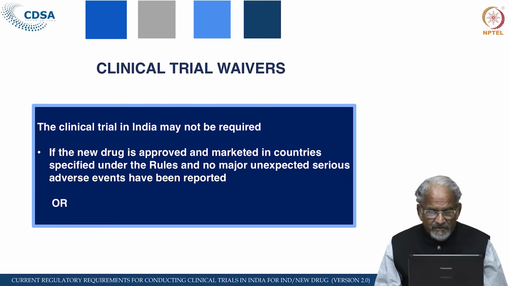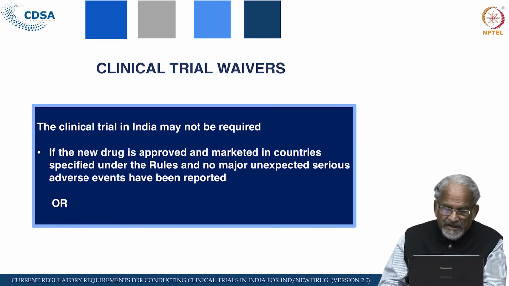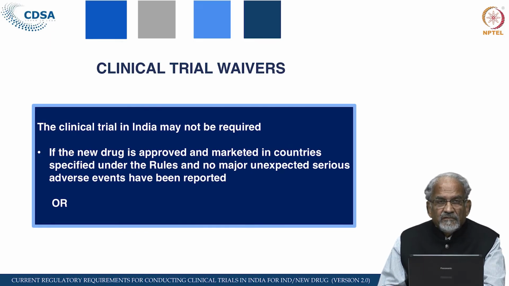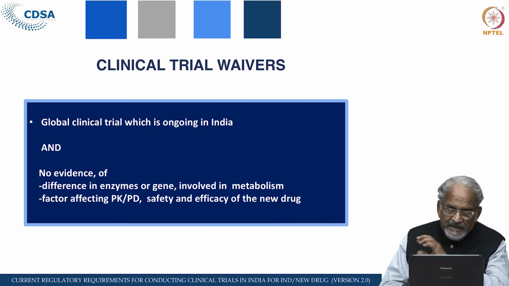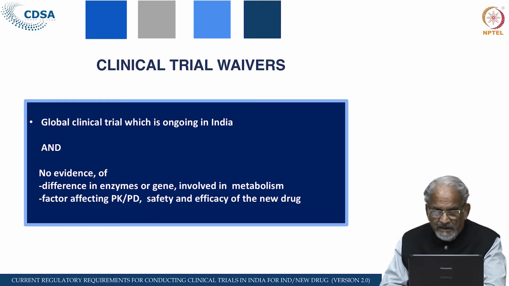trial can be waived off, or there is a global clinical trial in which India is a part, and there is no evidence that there is a difference of enzyme or gene involved in metabolism which affects the PK/PD, safety and efficacy of the new drug. So, if there is an unmet need, if there is a serious concern, if there is a drug which is approved outside and there is no reason to believe that there is a genetic difference, then on case by case examination, the clinical trial waiver can be considered by the regulator.